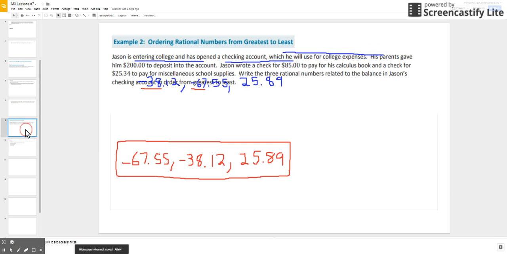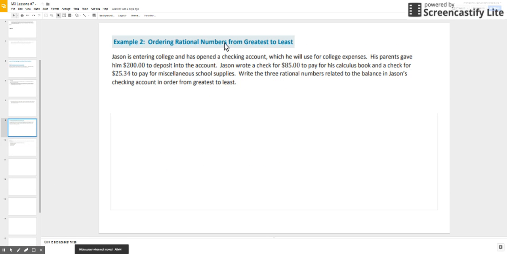Here we go. Once again, we're going to order numbers from greatest to least. So we're going to go the opposite way. Since we're going greatest to least, positive numbers will come before negatives. So let's look at what's going on. Jason is entering college and he's opening a checking account, which he will use for college expenses. His parents gave him $200 to deposit into his account.